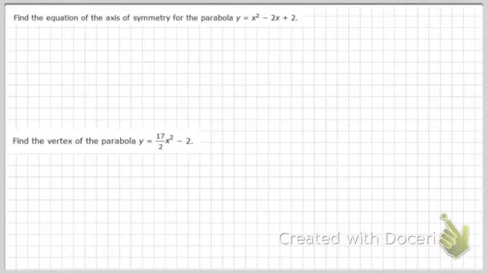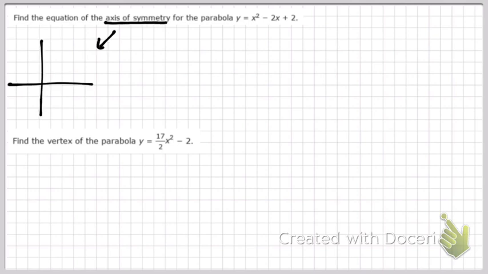All right, for this first problem, you have to find the equation of the axis of symmetry for this parabola. The weird thing about this parabola is that it's in standard form. It's not in vertex form. Vertex form is what most people are used to. Axis of symmetry is that line that goes right down the middle of the parabola. There's your parabola. In fact, I should probably point my arrow straight to the dotted line.